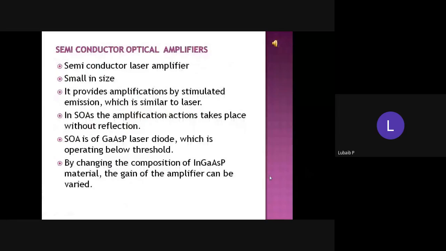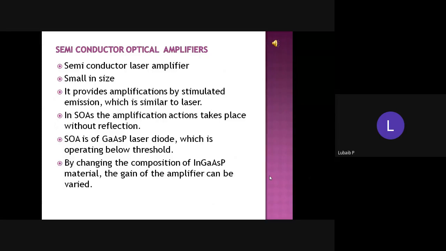Now we are going to discuss semiconductor optical amplifiers, that is SOAs. Semiconductor optical amplifiers are nothing but semiconductor laser amplifiers. They are small in size. As in the case of a laser, it provides amplification by stimulated emission.